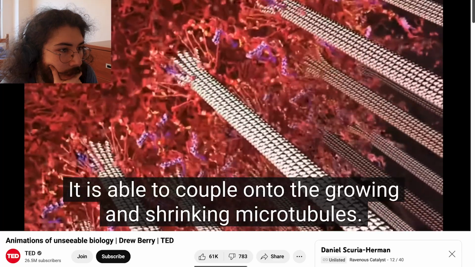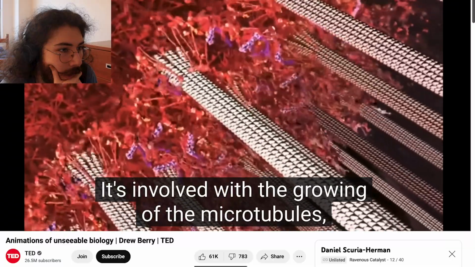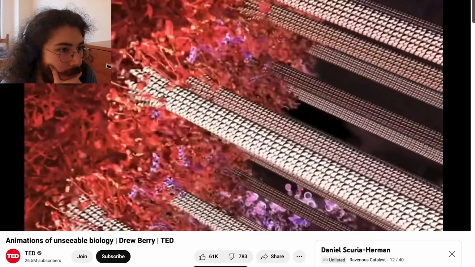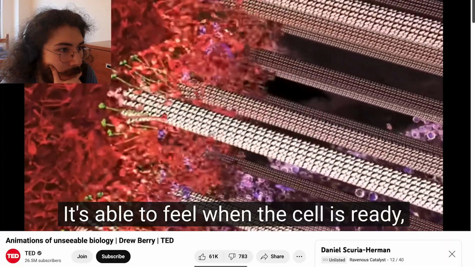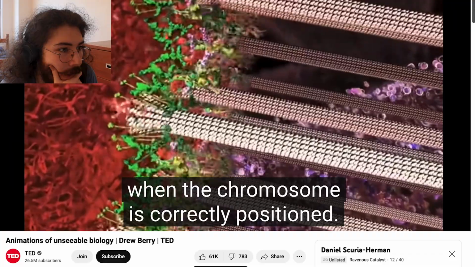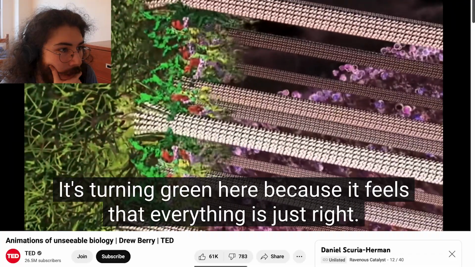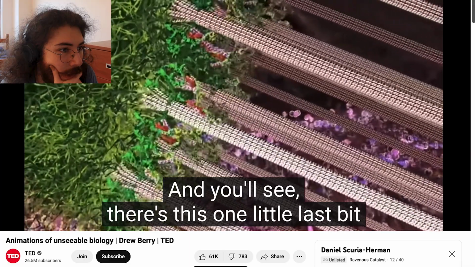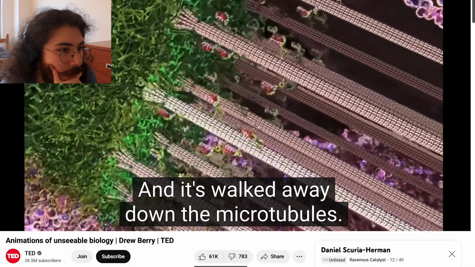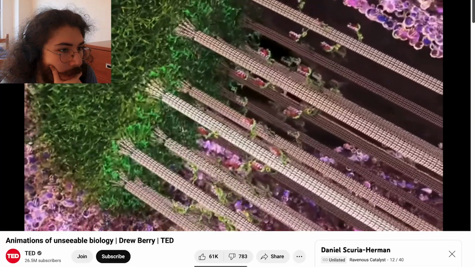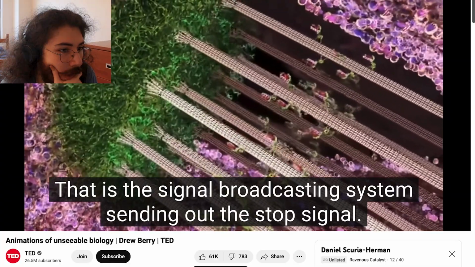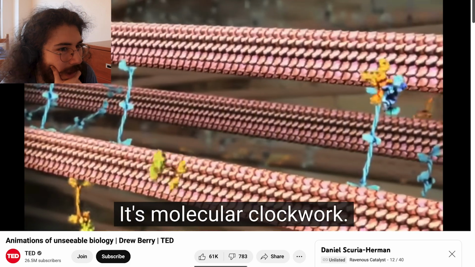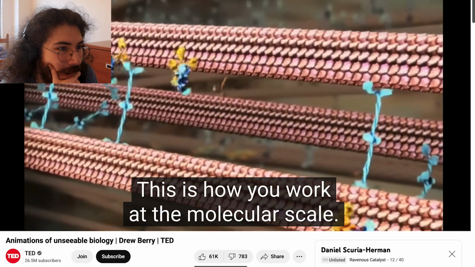It is able to couple onto the growing and shrinking microtubules. It's involved with the growing of the microtubules, and it's able to transiently couple onto them. It's also a tension sensing system. It's able to feel when the cell is ready, when the chromosome is correctly positioned. It's turning green here because it feels that everything is just right. And you'll see that there's one little last bit that's still remaining red. And it's walked away down the microtubules. That is the signal broadcasting system sending out the stop signal, and it's walked away. I mean, it's that mechanical. It's molecular clockwork. This is how you work at the molecular scale.